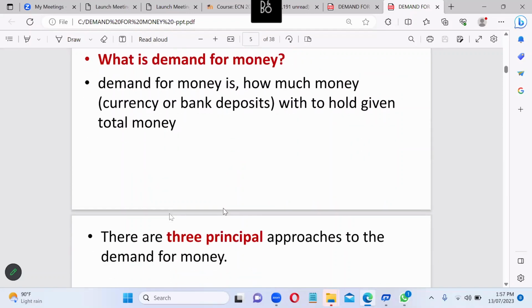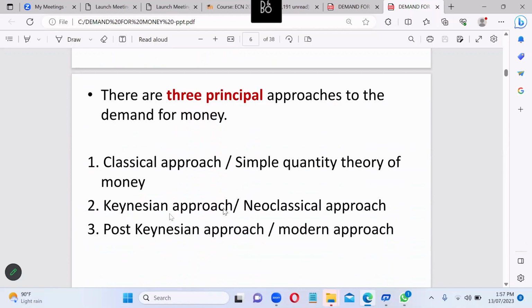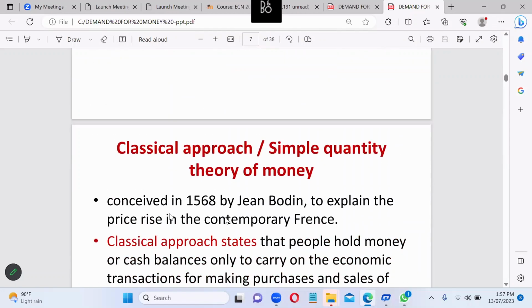There are three principal approaches to demand for money: the classical approach, or simple quantity theory; the second approach, the Keynesian approach; and finally the post-Keynesian approach, which is called the modern approach. Here, we mainly talk about the Keynesian approach, which is the major concept of demand for money.